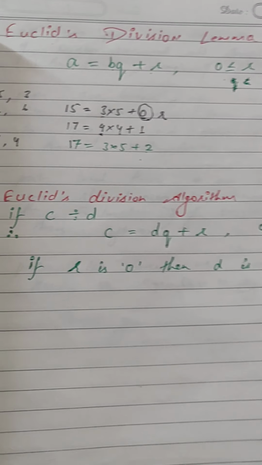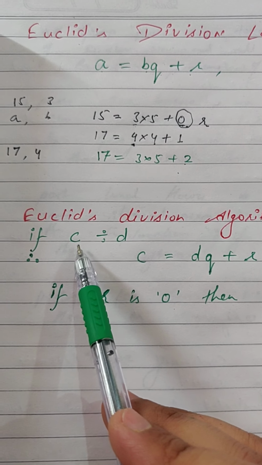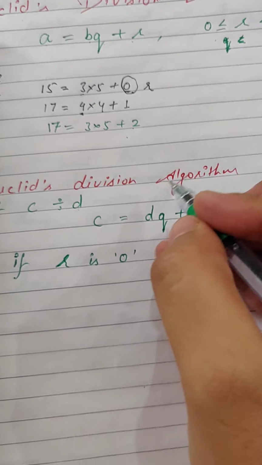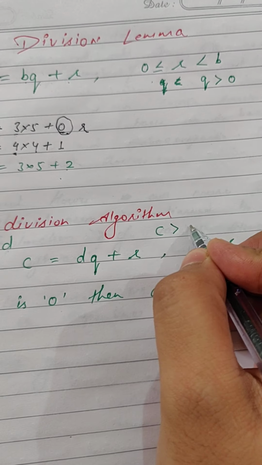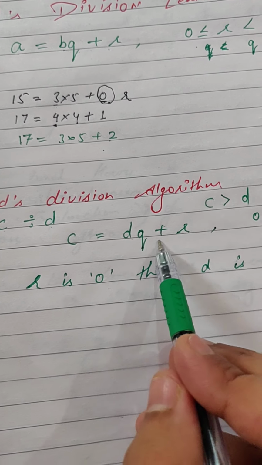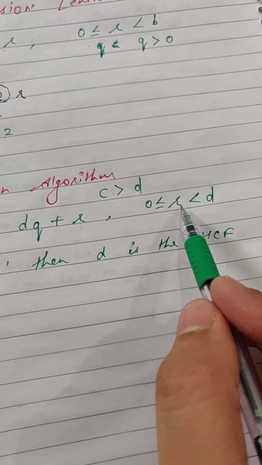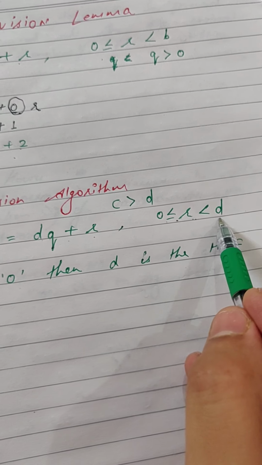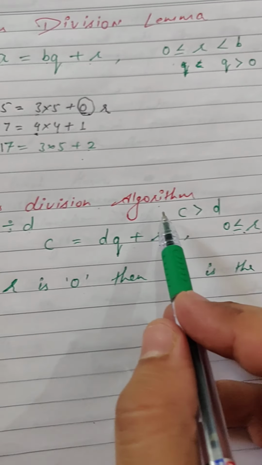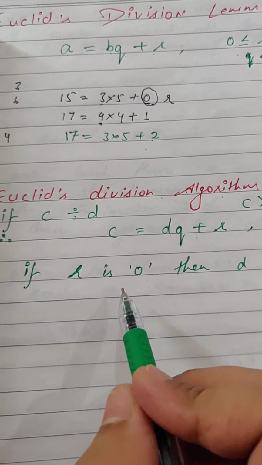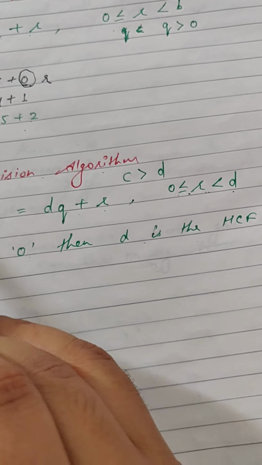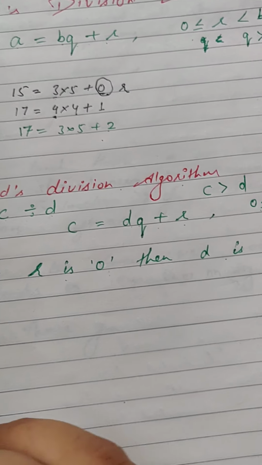Now Euclid's division algorithm says that if you are dividing a positive integer c by a positive integer d, obviously where c is greater than d, so c can be written as d times its quotient plus r, and this r should be greater than or equal to 0 and always less than d. This division algorithm is helpful in getting the HCF. How is it helpful in getting the HCF? We will just have an example. Now if r is 0, then d is the HCF of these two numbers c and d. Well, we should have an example for this.